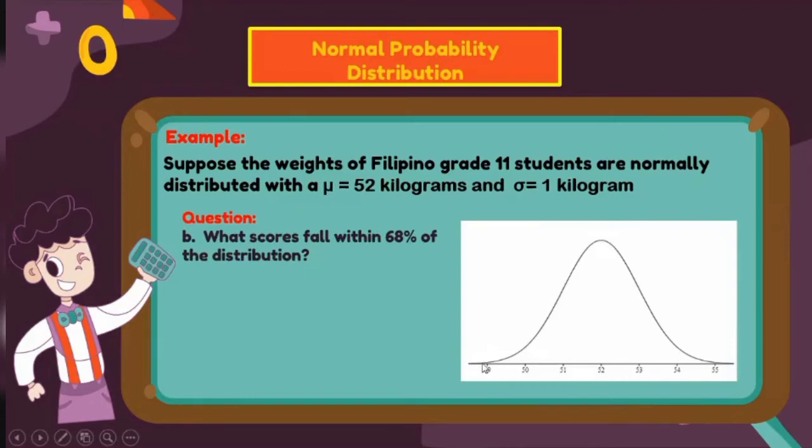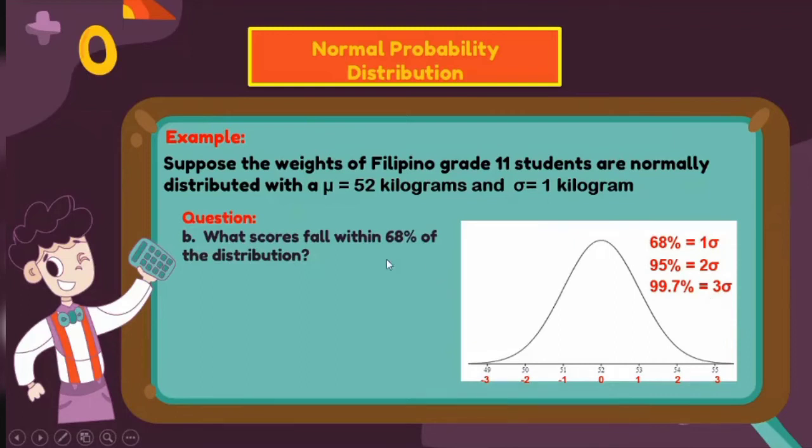So the same approach, construct a standard normal curve with the following weights of the Filipino students ranging from 49 to 55 with a standard deviation of 1 and a mean of 52. Then we just put our z-scores ranging from -3 up to +3. So, for letter B, these are your choices. 68% is equal to 1 standard deviation from the mean. 95% is 2 standard deviations from the mean. 99.7% is 3 standard deviations from the mean.